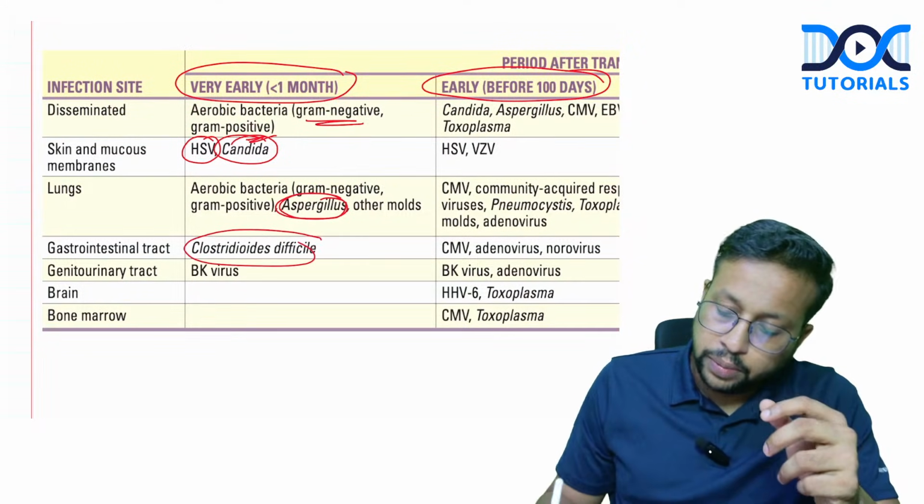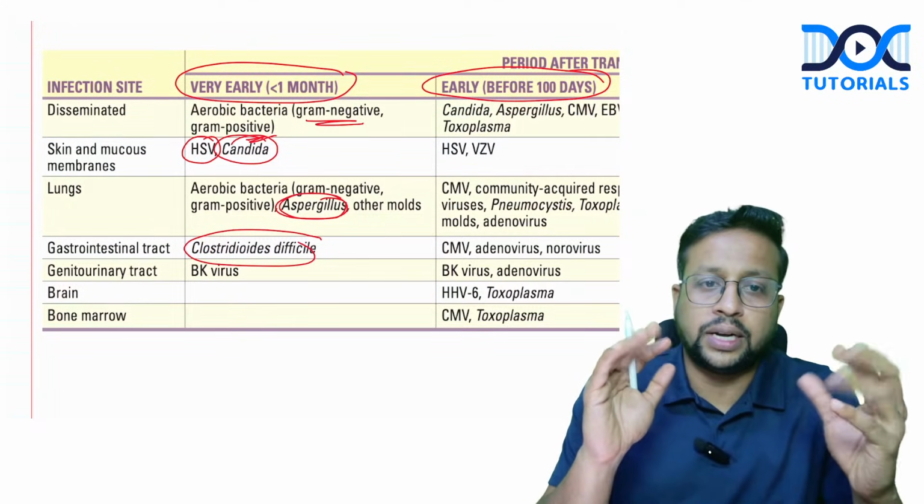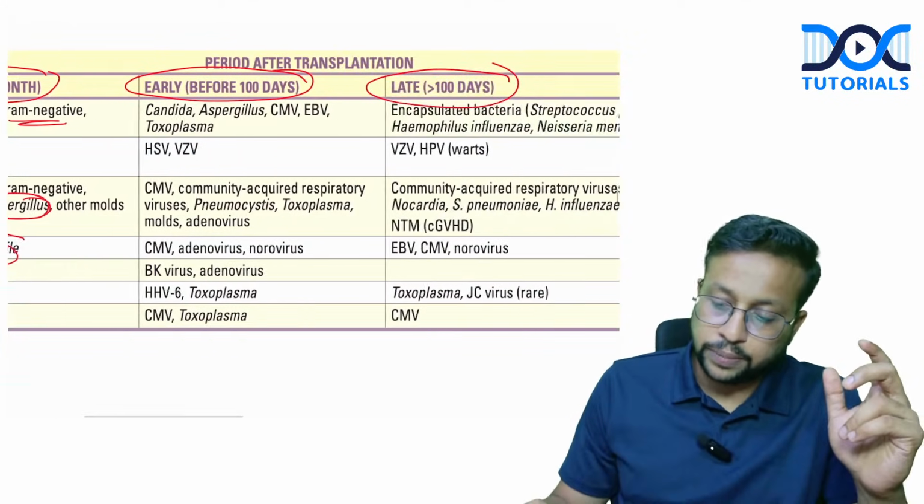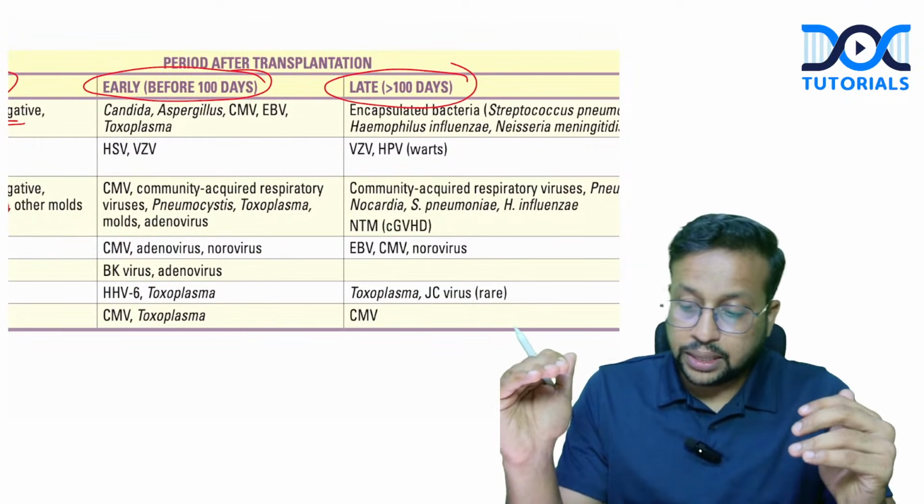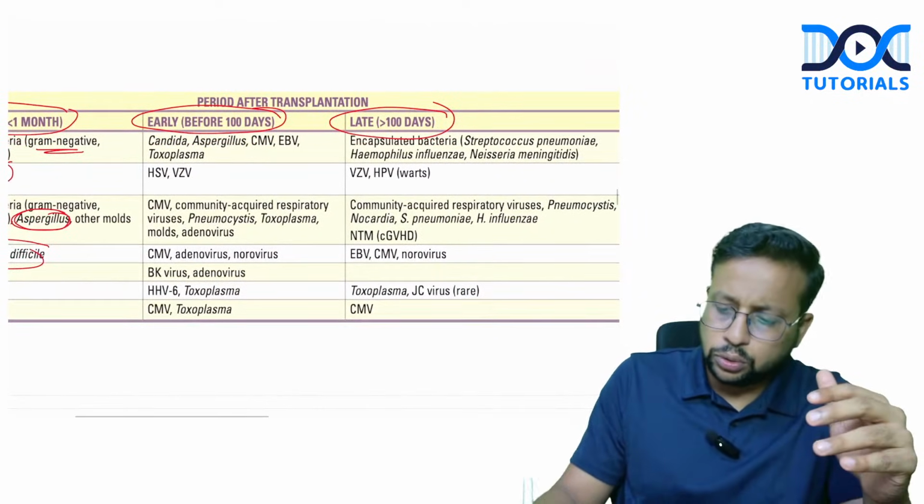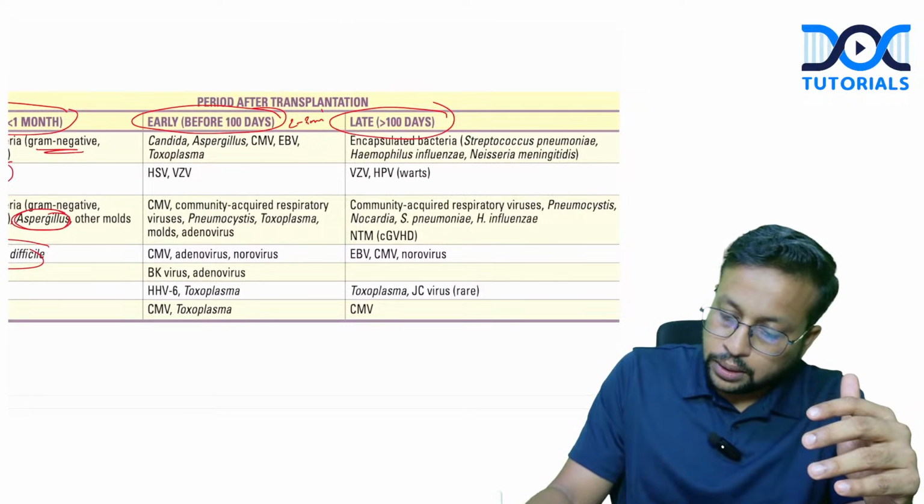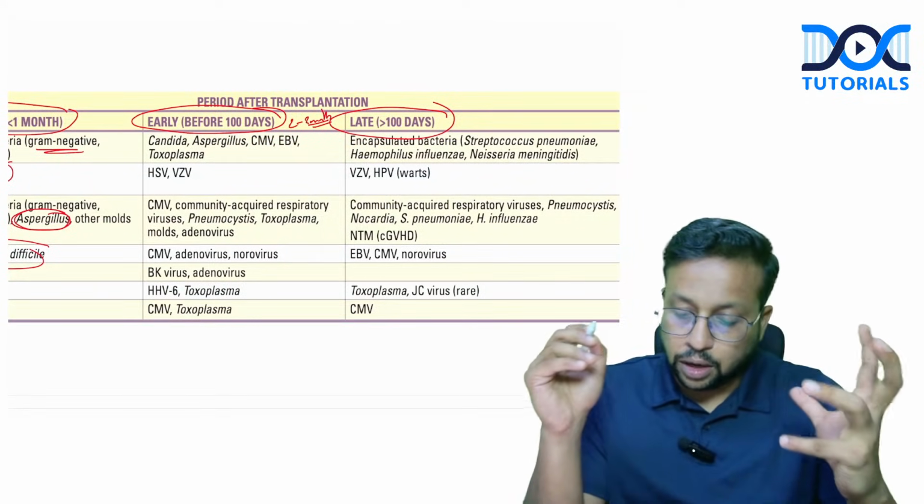C. diff is very common because many of these patients will be on antibiotics. C. diff is also another important infection. But after that, for early infections, that is before 100 days, around 2 to 3 months, what are the common infections?